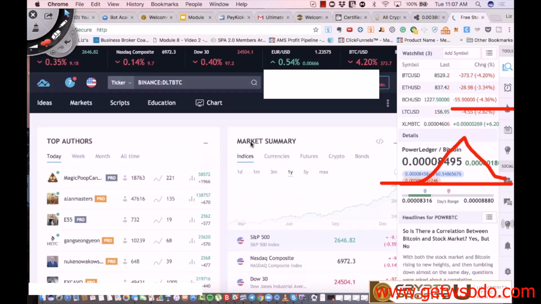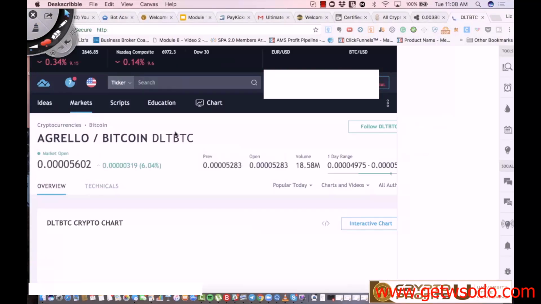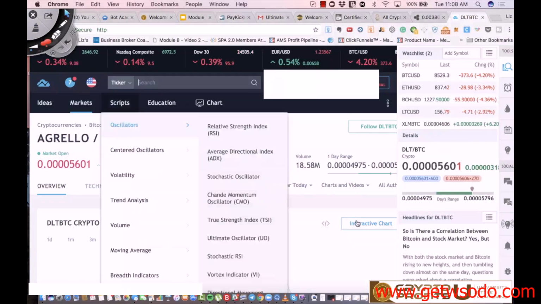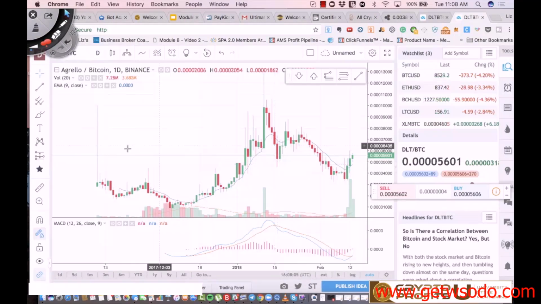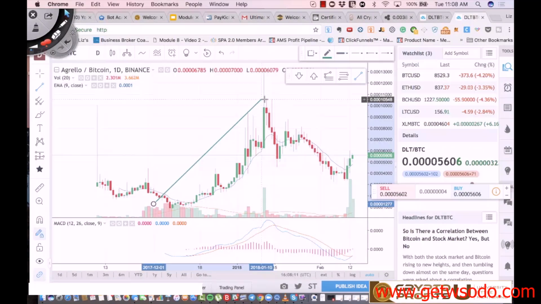DLT, we'll look at it on Binance. We'll erase this drawing and go to the chart. And we'll see here that this definitely has, and we can actually draw here, there's been a run up, and now this retracement. It pulled back down, and it's showing some strength.